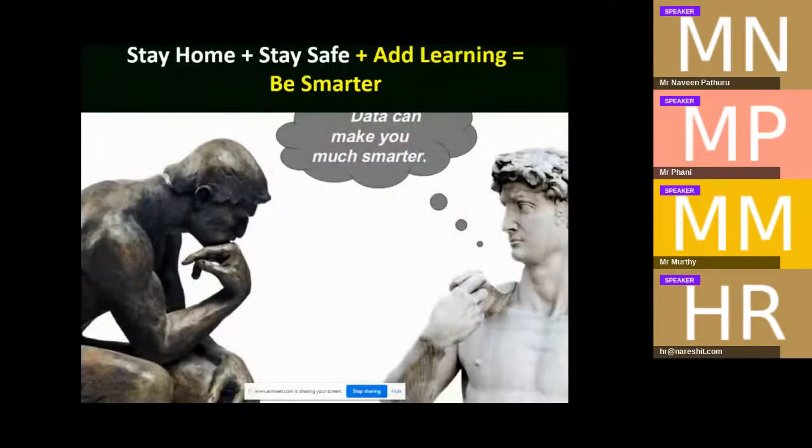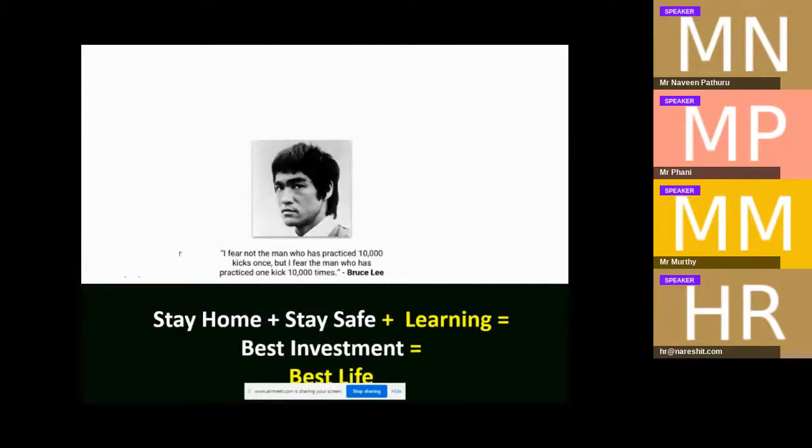What should we do? Well, you add learning to it. When you add learning to it, what happens? Well, you learn. When you learn, you're investing in knowledge. That is the best investment. You're becoming smarter. Data can make you smarter. We should try to learn the techniques of how to work with data, guys. Okay? So take a look at this one.